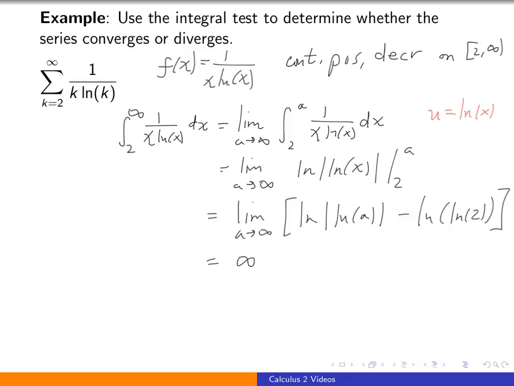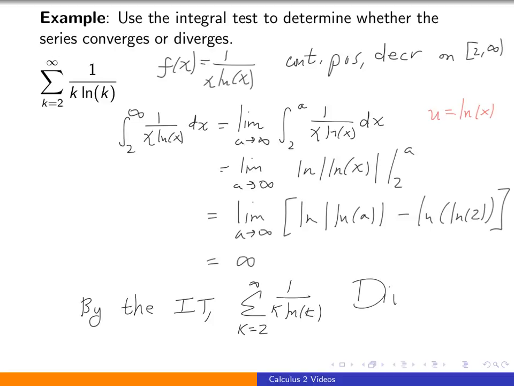So in the language of improper integrals, we would say that the given improper integral diverges. Therefore, by the integral test, this associated series is also going to diverge. So by the integral test, or IT for integral test, the sum from k equals 2 to infinity of 1 over k ln of k diverges.